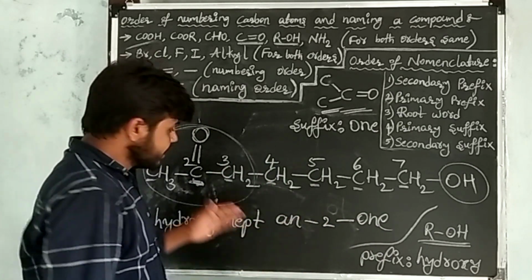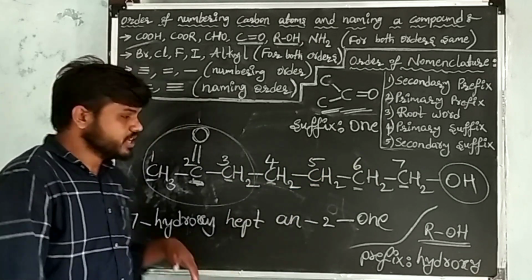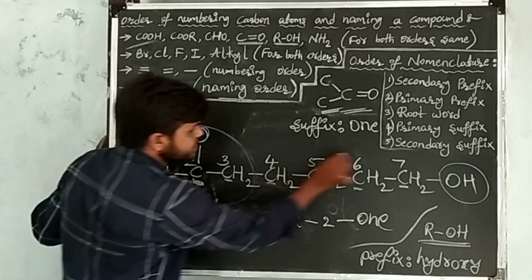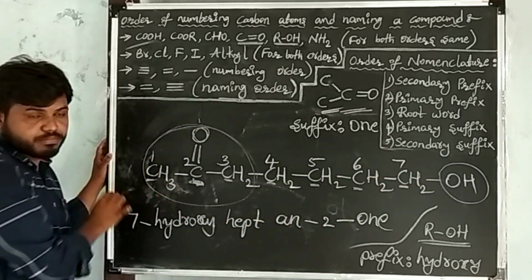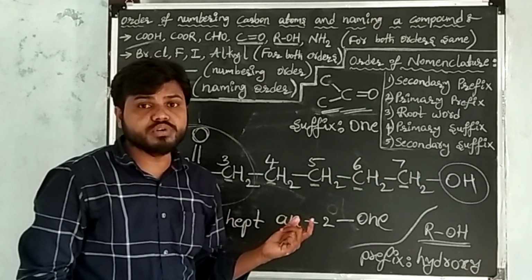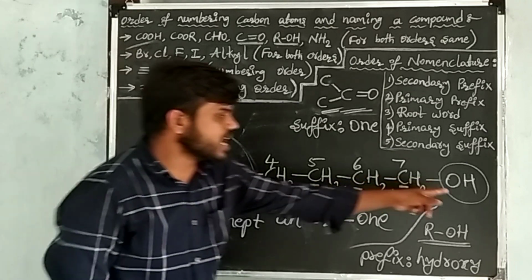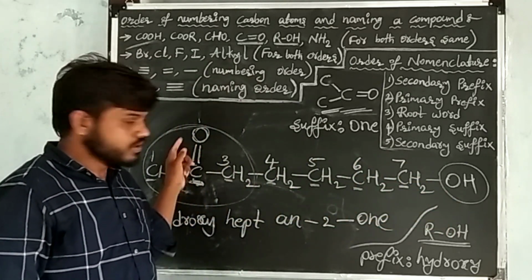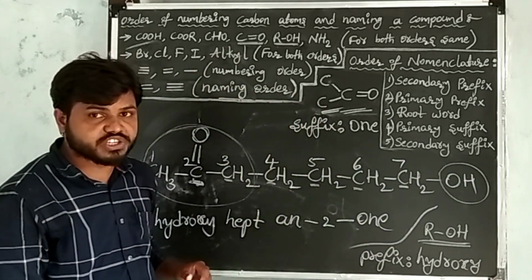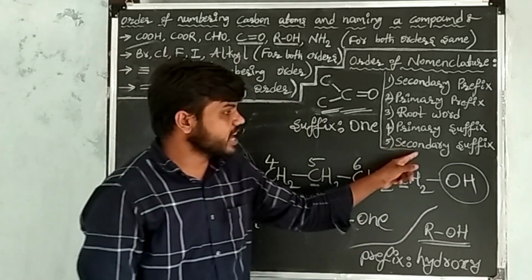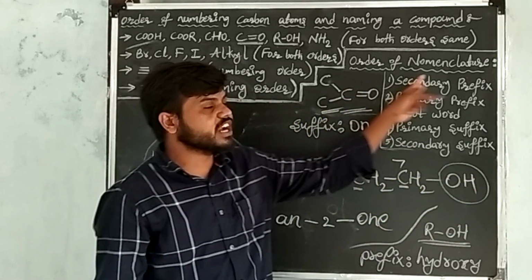I am repeating, this is the given carbon compound. In this given carbon compound, this is the principal chain of the carbon compound. In the carbon compound, two functional groups are there. One is alcohol, another one is ketone. From these two functional groups, one will become secondary suffix, another will become secondary prefix.